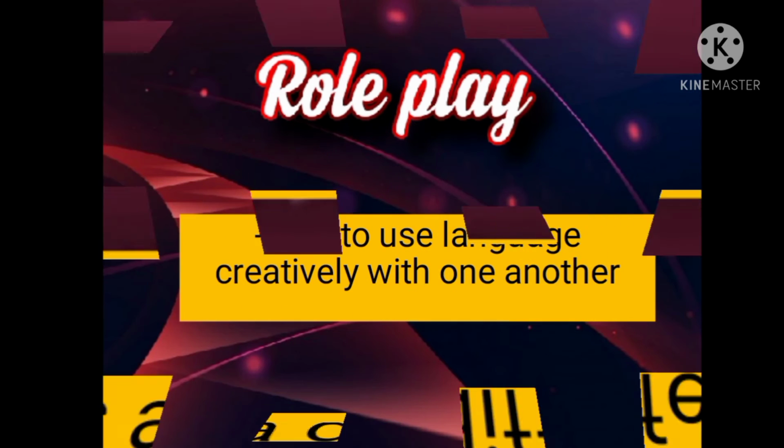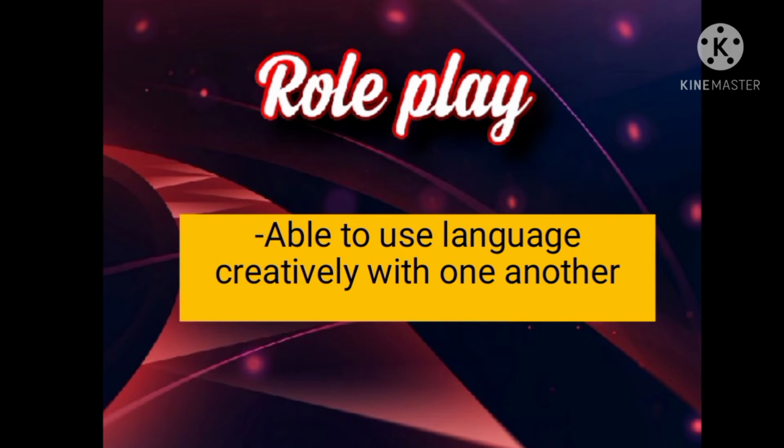So now let's proceed. We have the role play. What is the role play? It is used to use the language creatively with one another. How does it become a way of assessing the grammar skills of students or learners? Role play is another way to assess your students' speaking abilities and grammar skills, by having them perform a role play in front of the class. How can we say that a role play can be considered a way of assessing the grammar skills of your students or learners?